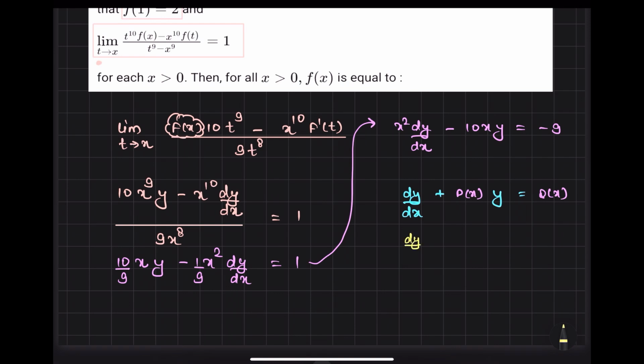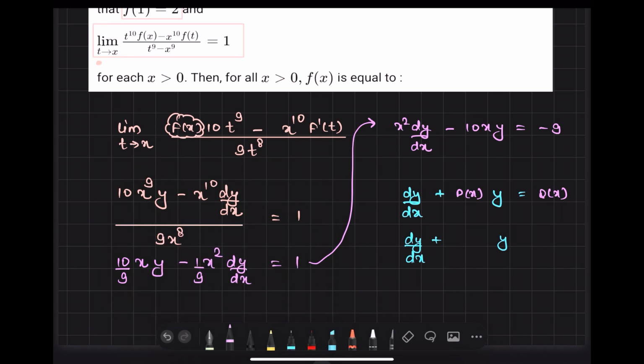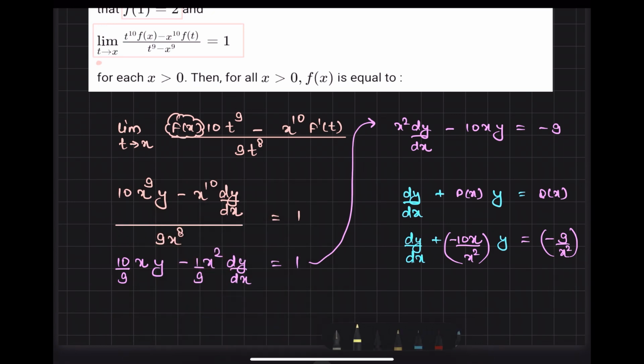So look at this. We have dy by dx plus, and then we have y. Now p of x will be what? We have 10x by x square, minus. Is this correct or wrong? It's correct. And then we have minus 9 by x square, which means we have divided both sides by x square, correct? So this is the correct form, yes or no? Yes, it is looking like that, right?